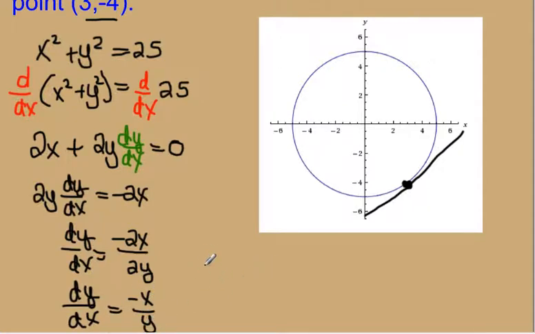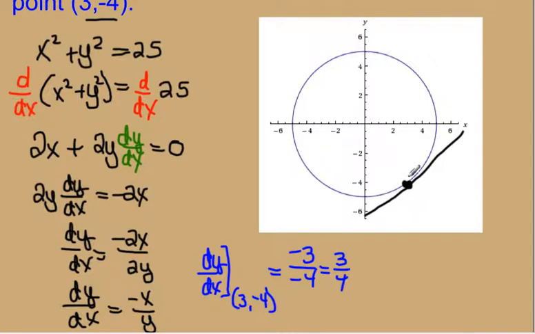Okay, so now we're going to use that fancy notation that we've seen before, where I take dy/dx and put a little line through it like this. I'm going to evaluate at the coordinate (3, -4). That means take dy/dx, which is this formula right here, and plug in (3, -4). Well, I have a 3 for x, so I'm going to plug in -3, and then I've got y to be -4. So I have a slope of 3/4.